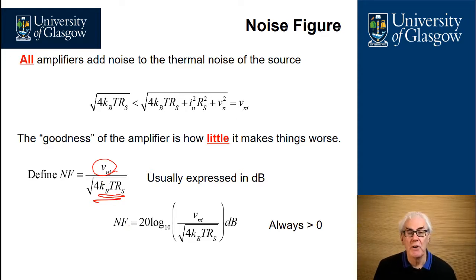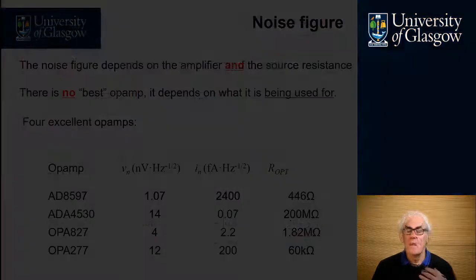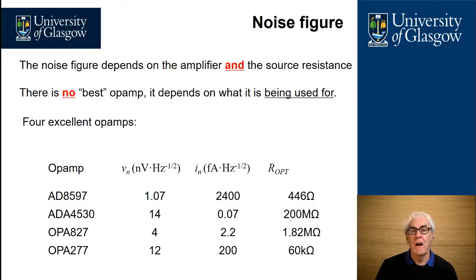And we usually express noise figure in decibels, and the noise figure is 20 log the total input referred noise divided by the source resistance noise. And bearing in mind that the total input noise also includes the noise from the source resistance, this figure must always be greater than 1. The noise figure and the noise performance of an amplifier depends on the amplifier choice and also the source resistance. There is no best amplifier for low noise. It depends what it's going to be used for.